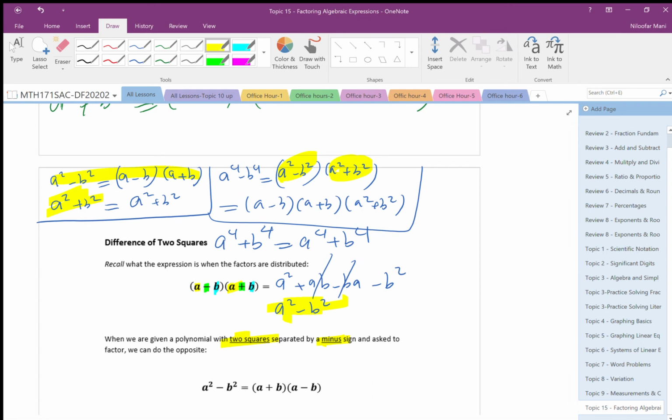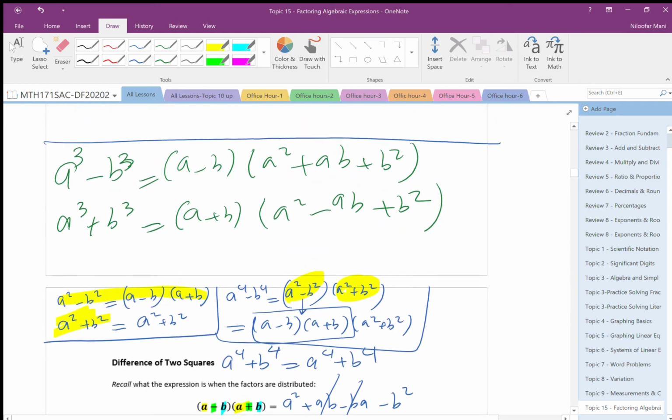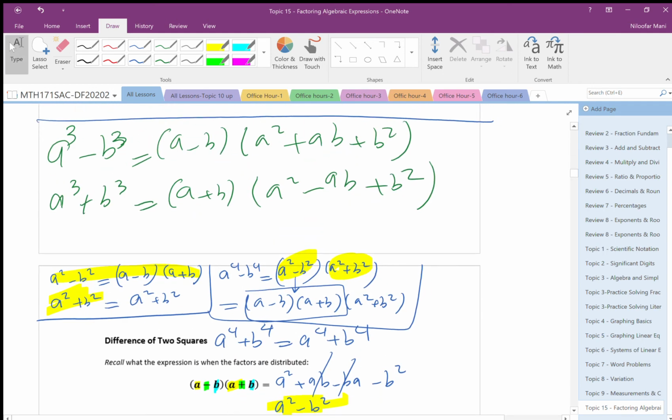So you do. But then you can continue. You can continue for this one, you can continue to these two. But for the other one, you cannot. How about if you have power 4 plus? Power 4 plus between, you cannot factor because it's plus between them.